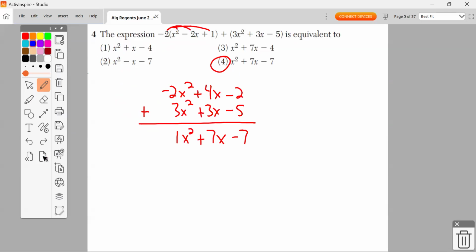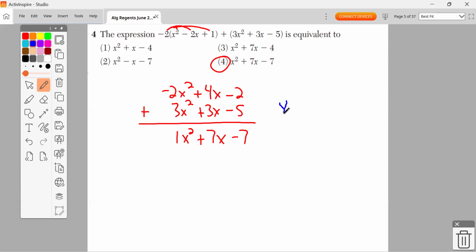In question number 4, the first thing that we want to do: the expression plus that is equivalent to that. Well, in this one, what they really want you to do is to distribute to get negative 2x plus 4x minus 2, and then add it to this other one. So line them up, put your x squareds underneath your x squareds, your x's underneath your x's, your plain numbers underneath your plain numbers, and then just add going down. All right. When you add going down, you get choice number 4.